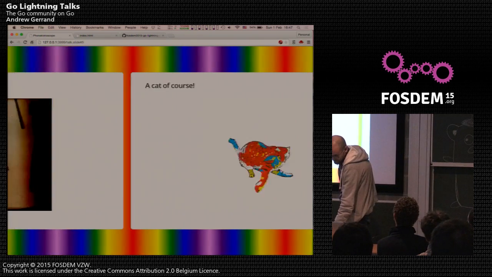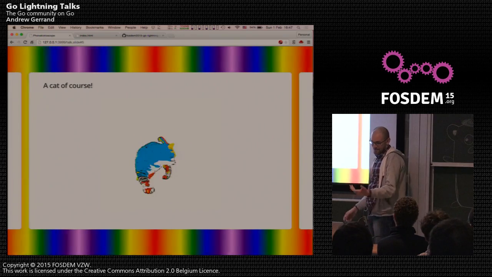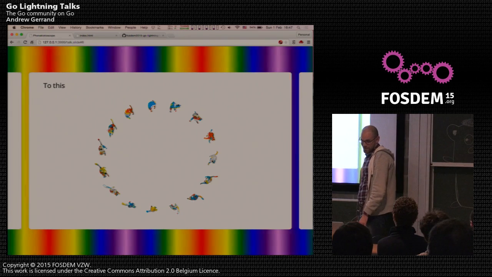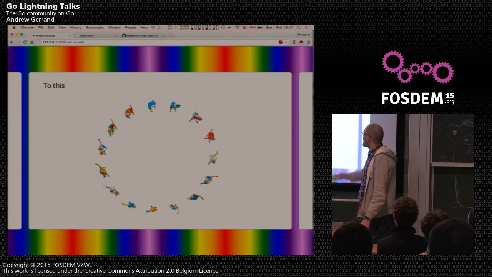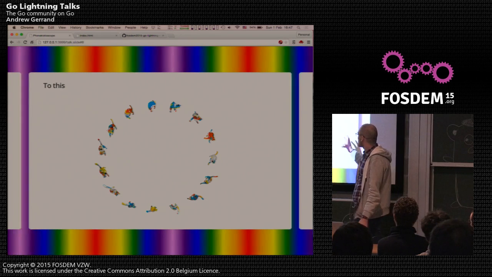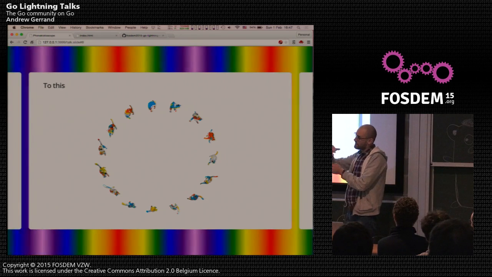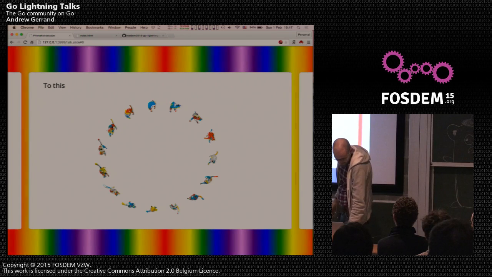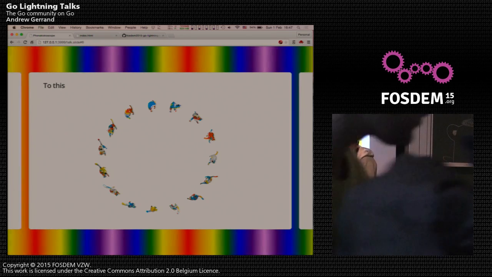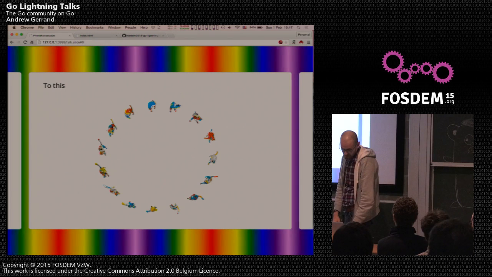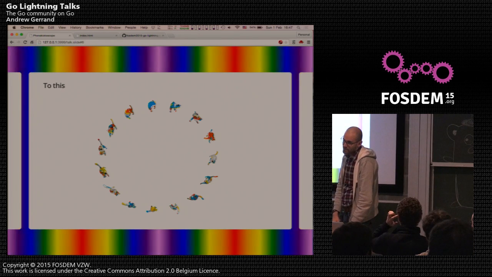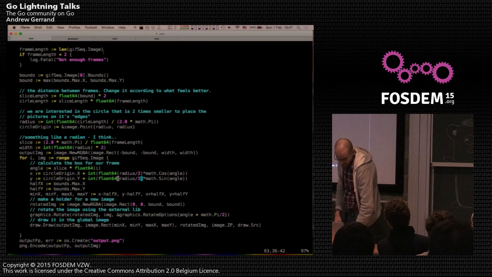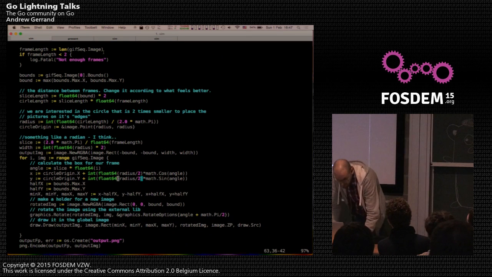So what we want to do, of course, is to get a cat, which is an animated GIF from the internet, and to make something like this, which is essentially a phenakistoscope. You can print this out and cut it with scissors, and you get exactly the same kind of effect. How I did this is I used the image library from the standard library of Go, and I'm going to show you how. Can you see in the back there?